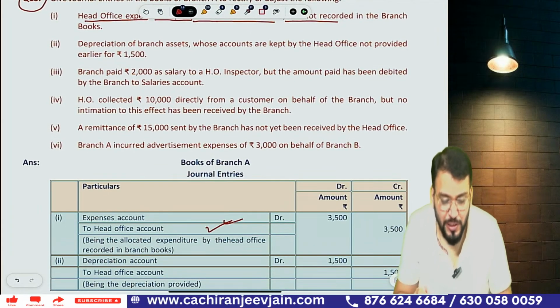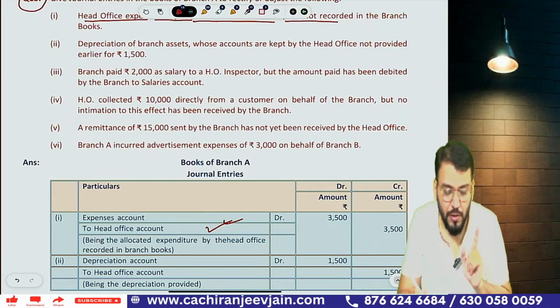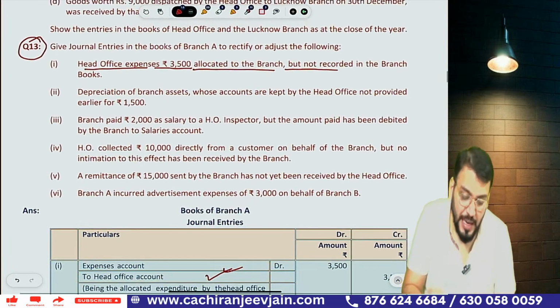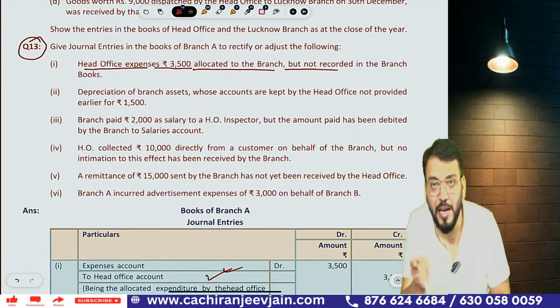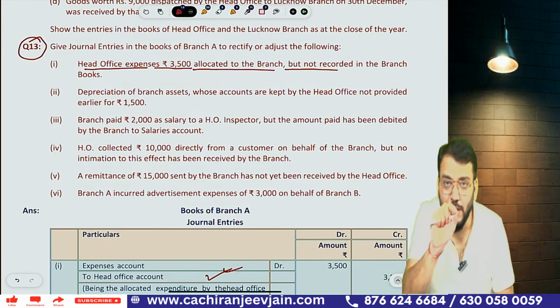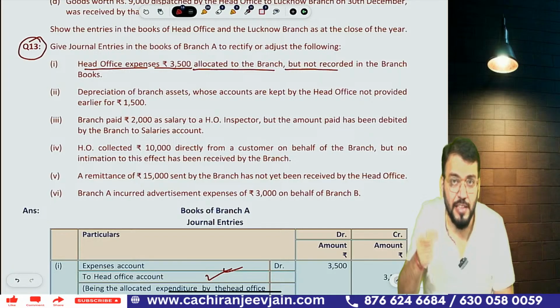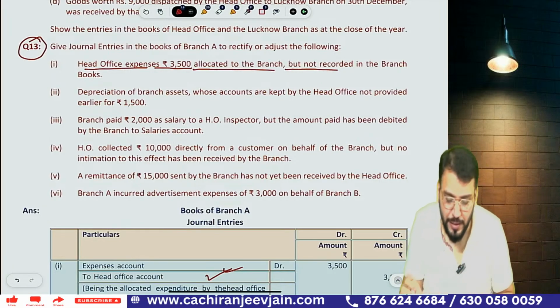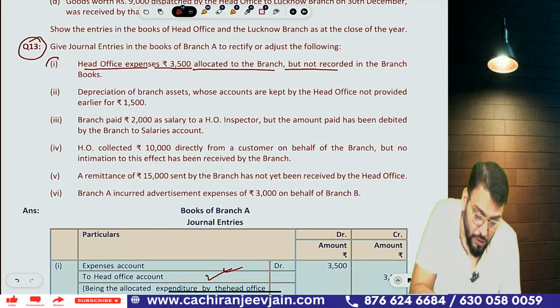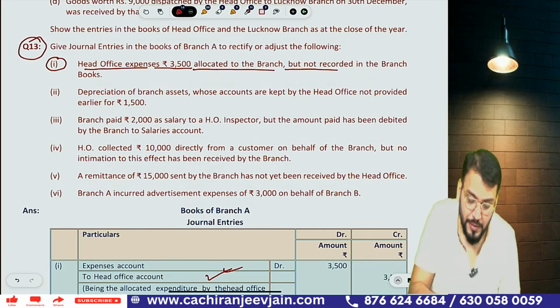Correct. First, Aswani, you have done wrong. It is expense. Head office expense allocated to branch becomes an expense of the branch. So the expense account is debited, and it is actually paid by HO. So it will be expense account debit to HO. Correct. This is also a very common question asked in exam.